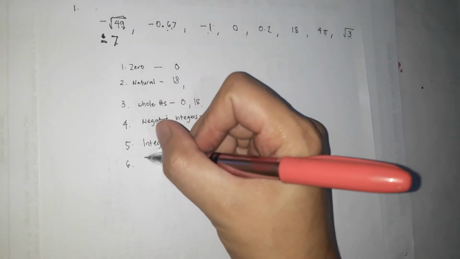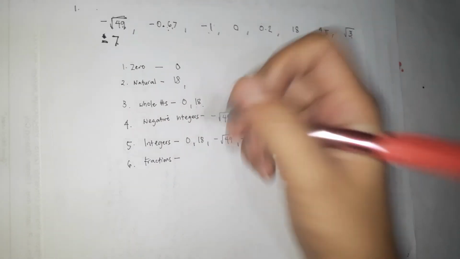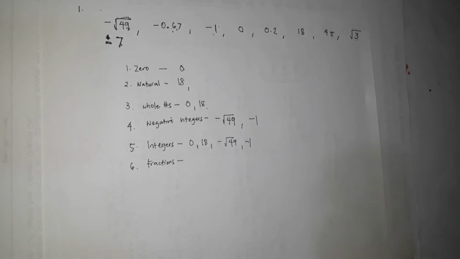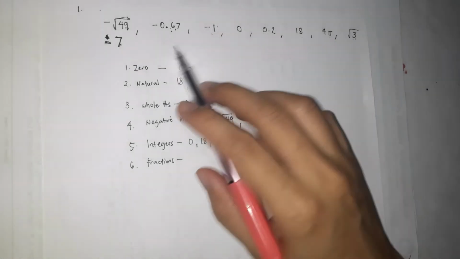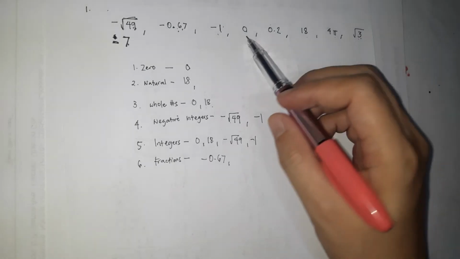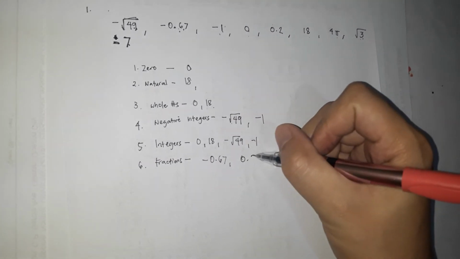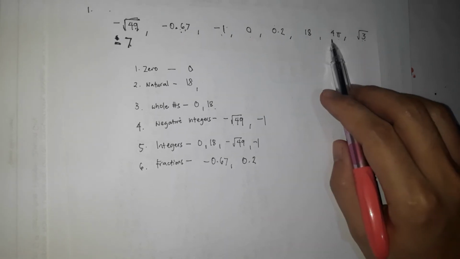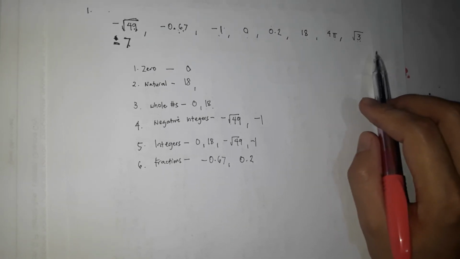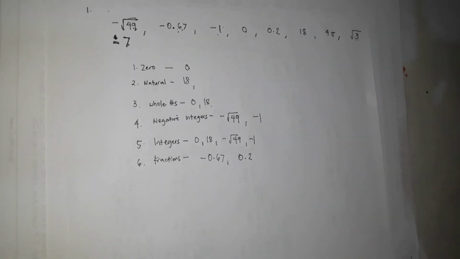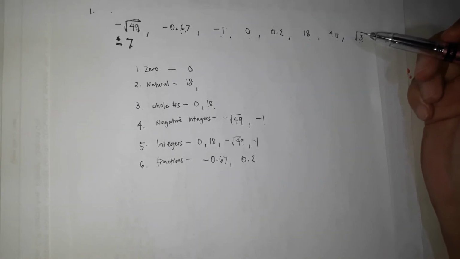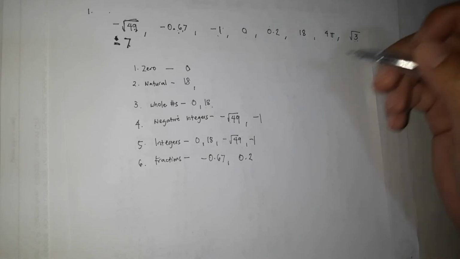Number 6, fractions. Which of these are fractions? Again, fractions are those with a decimal point. These can usually be made into fractions, but here we're just going to consider those with a decimal point. So negative 0.67, negative 1 is an integer, 0 is an integer, 0.2 is a fraction, 18 is not, 4 pi. We know that pi is 3.14, and so on and so forth. Because 3.14 doesn't end, we're not going to consider it a fraction, because you can't make it into a fraction. Again, if the number doesn't end and doesn't repeat, it's not considered a fraction.